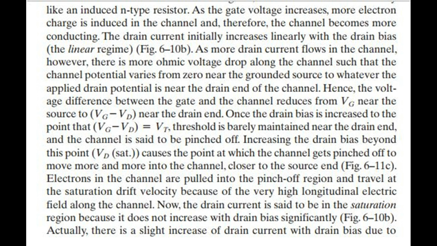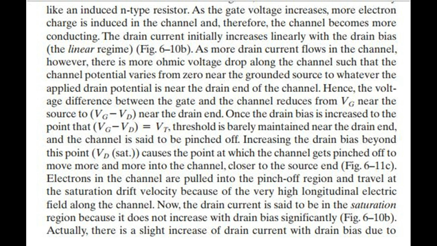Increasing the drain bias beyond this point, Vd,sat, causes the point at which the channel gets pinched off to move more and more into the channel, closer to the source end, Fig 6-11c. Electrons in the channel are pulled into the pinch-off region and travel at the saturation drift velocity because of the very high longitudinal electric field along the channel. Now, the drain current is said to be in the saturation region because it does not increase with drain bias significantly, Fig 6-10b.